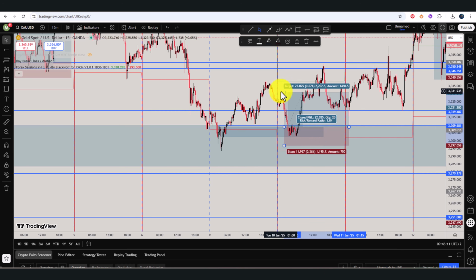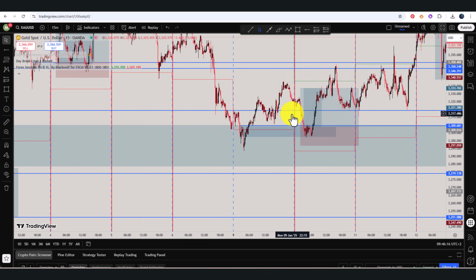And you're going for 1 in 2, and if you go for 1 in 2, this is what it is going to be looking like. So you're going for 1 in 2, and this is how it's going to be looking like, and you have won your trade as simple as that.